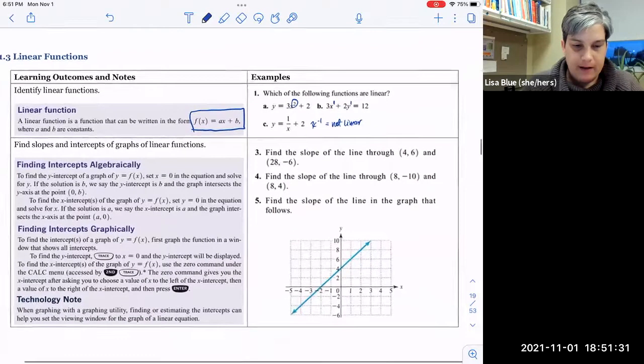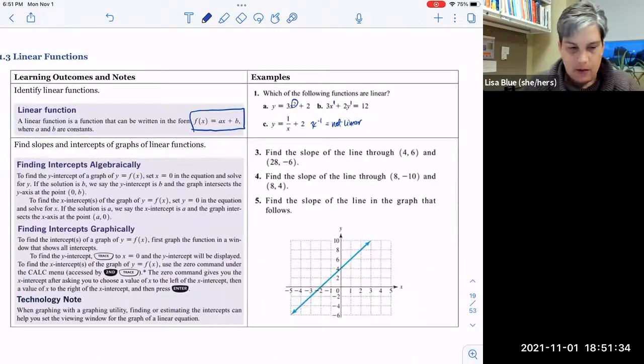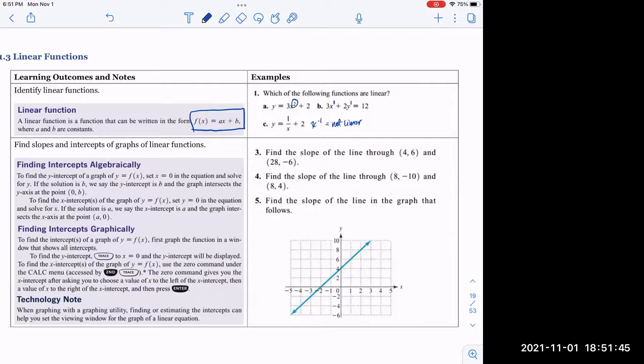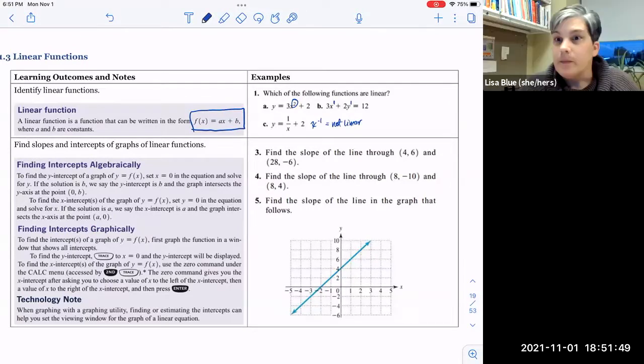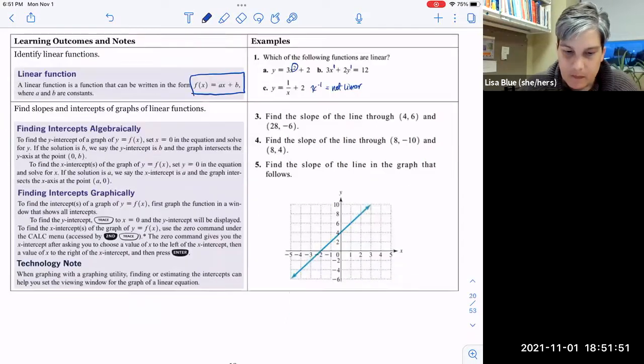All right, how about finding slopes and intercepts? Good on that? Yes, I'm good on that. I think with these I've been using the calculator to do a lot. Yeah, finding the intercepts.